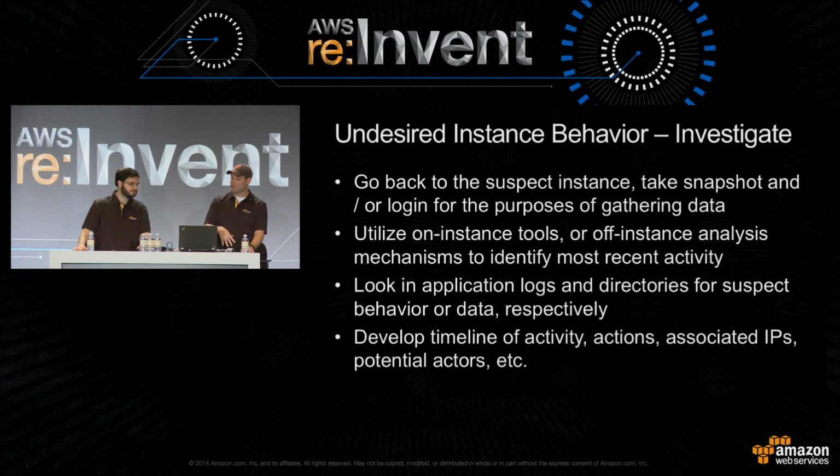So you're going to look into application logs. You'll look into directories for suspect behavior or data. And then you'll want to develop a timeline of activity and actions, also any IP addresses, and try and tie those IP addresses to known good actors or people that you don't know, to understand who might have been interacting with this EC2 instance. It's important to understand that at this point, all of the data that you're gathering, again, you need to be preserving it. You'll want to go back to that and reference it as you're investigating.